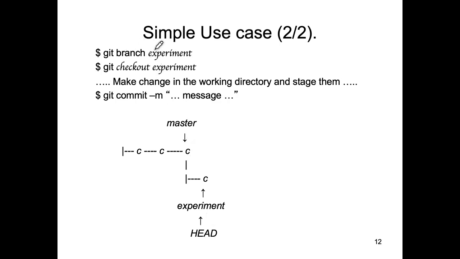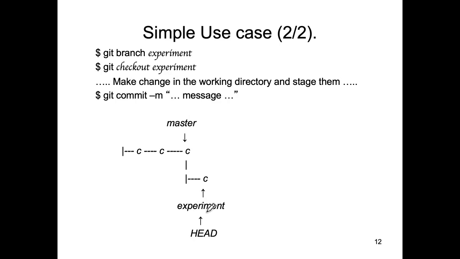So the git branch command created this one here. The git checkout command changed head to now be pointing to this, because on the previous slide, head was actually pointing at master. Then I did some development work in my working directory, and I committed it. The commit created this new commit object. Experiment, which was pointing at this one, is now going to be pointing at this one. Head hasn't changed, it's still pointing at this.